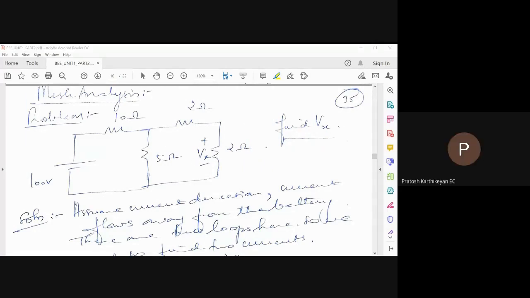Yes, sir. Yes, ma'am. Okay. See, this concept that I teach is very, very important. Please understand this because this is used everywhere. Mesh analysis. See, there are two terms called mesh and loop. Loop means generally a closed path. Mesh means a closed path which has no closed path inside it. So the difference between mesh and loop is that a loop is a large closed path, and a mesh is a closed path which will not have any sub closed paths inside.